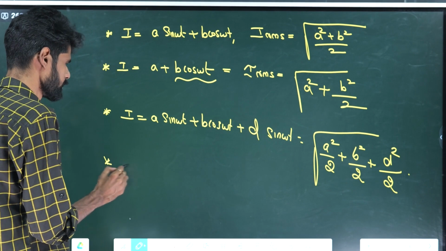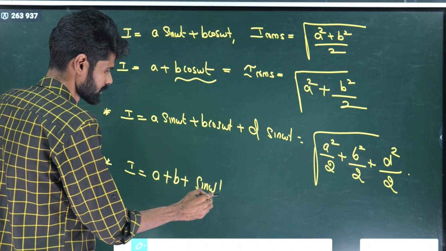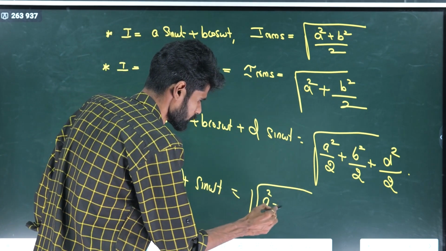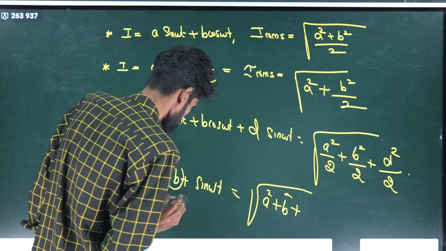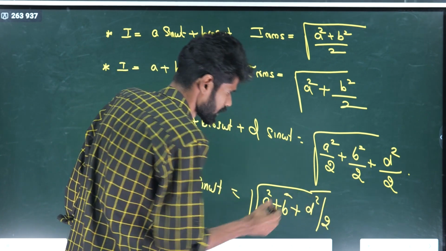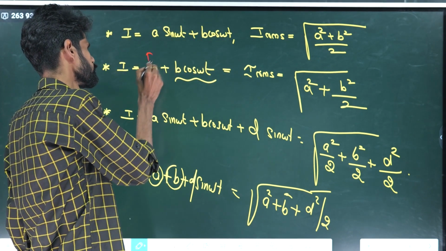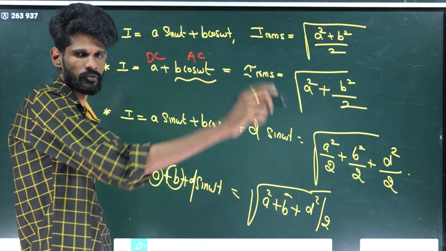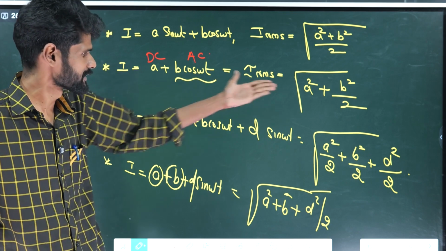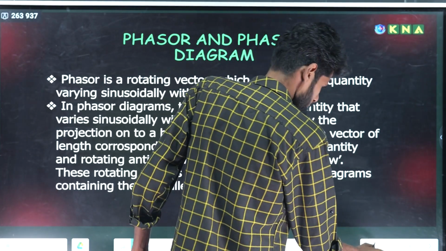So here I is equal to A plus B plus D sin omega t. So it is equal to, for the DC term, A square plus B square, and for the AC term, it is D, so now it is D square by 2. These are the shortcut methods to find the RMS value. So this indicates it's a combination of DC and AC. Suppose the current consists of an AC component and a DC component, you can directly use this method to find the RMS value of the quantity.